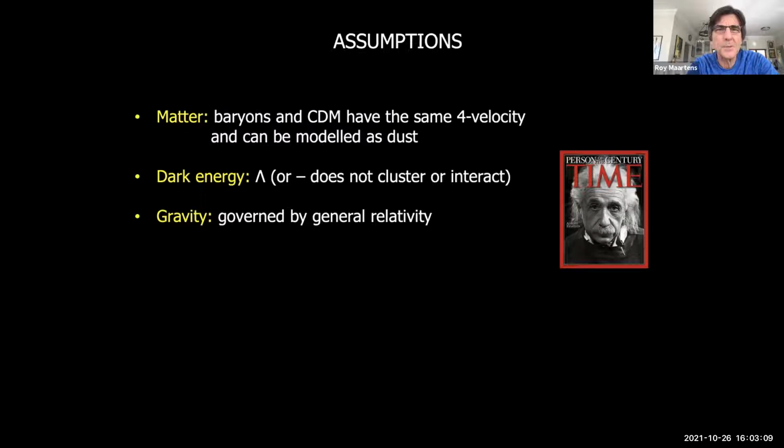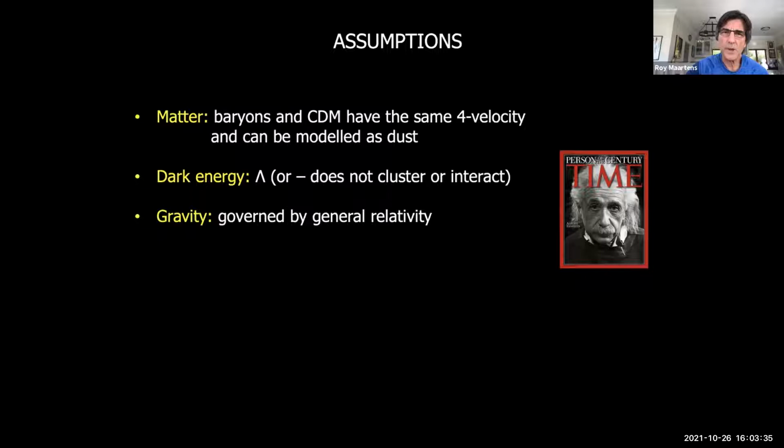Okay. So first of all, the matter content of the universe. I will assume that baryons and cold dark matter have the same four velocity and can both be modeled as dust. Of course, this excludes very small scales with their shell crossing and differences in the velocity. But when we're testing the cosmological principle, we're mainly working at large scales anyway. So I don't think that's a dramatic assumption.